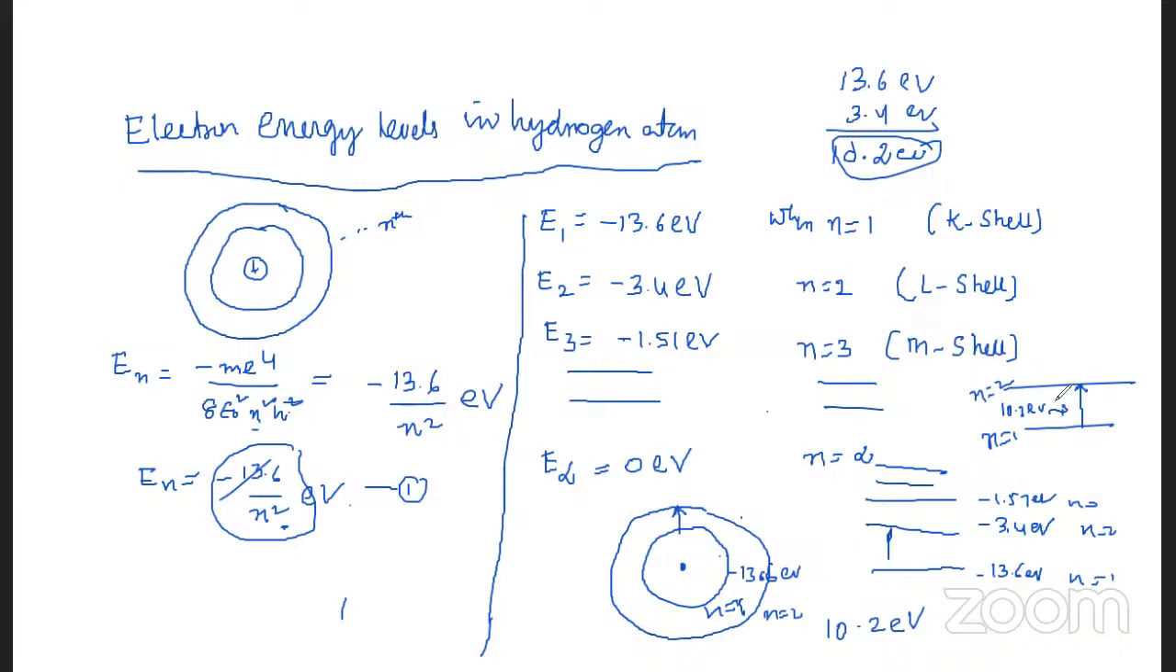Like this, we can calculate the amount of excitation energy whenever the electron jumps from one energy level to another. Suppose you want to calculate the excitation energy needed to excite the electron from state 1 to state 4, that is, from the first energy level to the fourth energy level. If you want to excite it, how much energy is required?